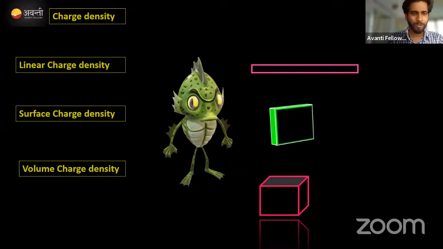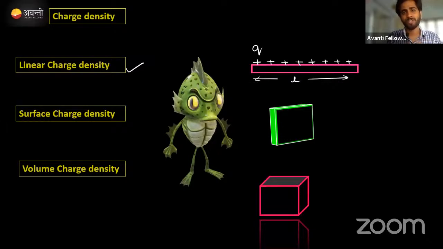First, suppose there is linear charge density. Linear charge density means charges are distributed along a linear portion of a substance. Here one rod is there. Suppose on the surface of the rod I distributed positive charges. Its length is L, and the total charge is Q. Linear charge density is like mass by volume, but here we tell it as charge per unit length, not volume. Linear means we calculate only lengthwise. Charge per unit length, and linear charge density is represented by lambda. This is the equation for linear charge density.